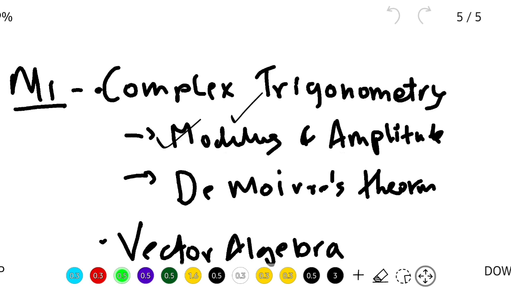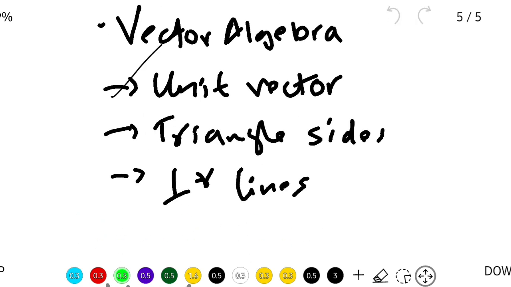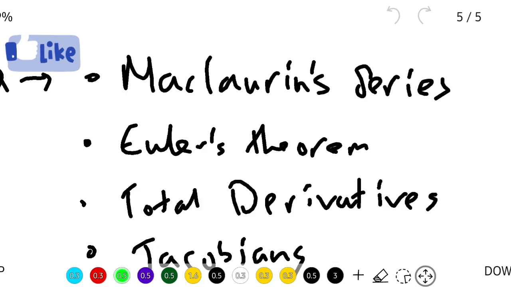You need to know how to find out the modulus and amplitude of a given function, and second is the application of De Moivre's theorem. Moving on, we have vector algebra. We have 3 topics here: unit vector, triangles, sides, and perpendicular lines. Means 2 lines will be given, vectors will be given. We have to prove that it is perpendicular. Okay, and how to find out the unit vector, the formula of that, and the triangle sides will be given. We have to prove that the triangle is either right angle or it is isosceles. Okay, that's about module 1.